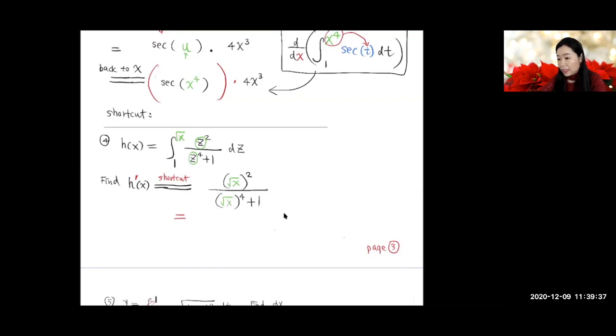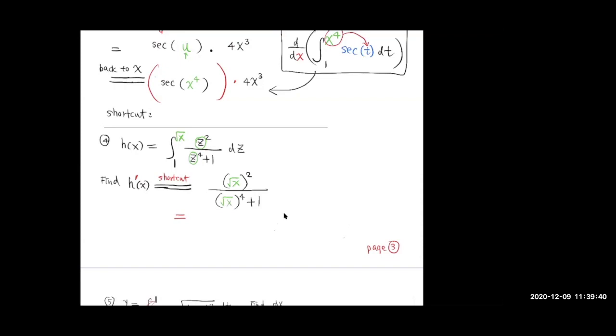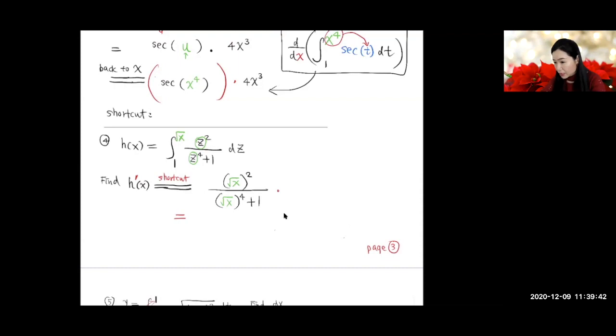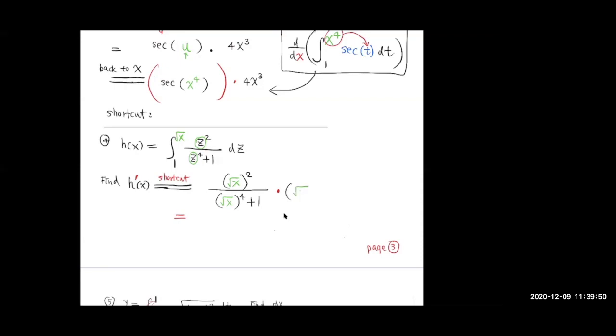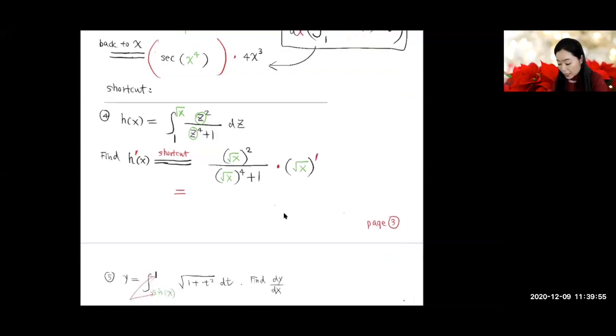Okay. And then by the chain rule, we multiply this by the derivative of square root of x, right? The derivative of that. Okay, now let's simplify this. That's equal to, this is x, this is x squared plus 1, right? And then times the derivative of square root of x.